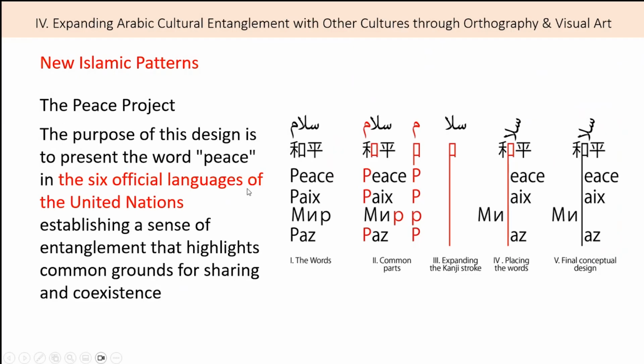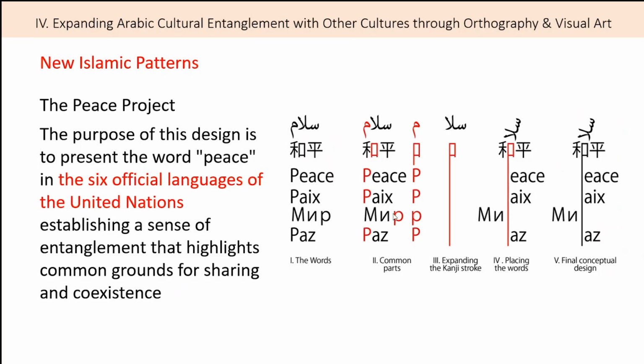This is a small project which is called the Peace Project. The purpose was to present the word peace in the 6 official languages of the United Nations, establishing a sense of entanglement that highlights the common grounds for sharing and coexistence, where salam and peace, those are the 6 languages, trying to find a common denominator between them.